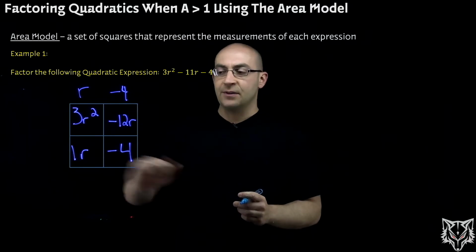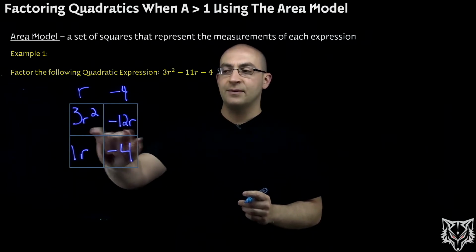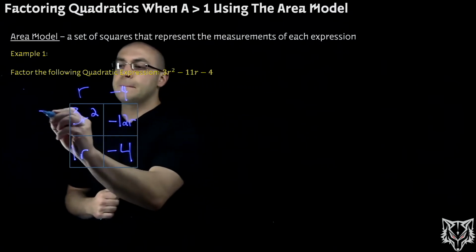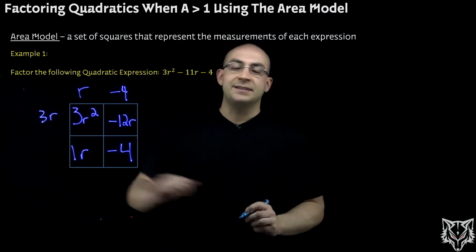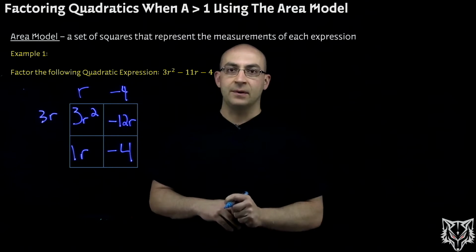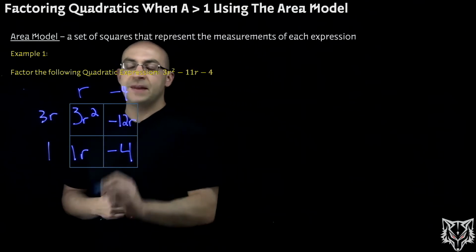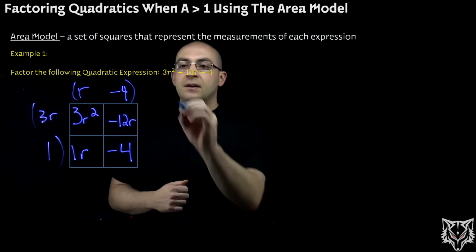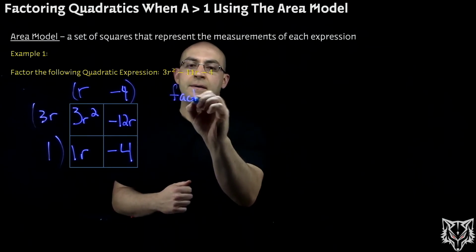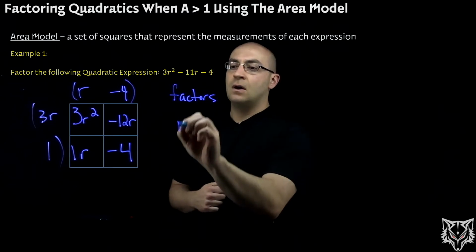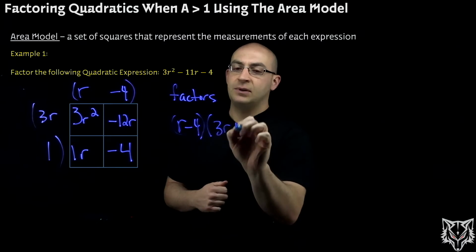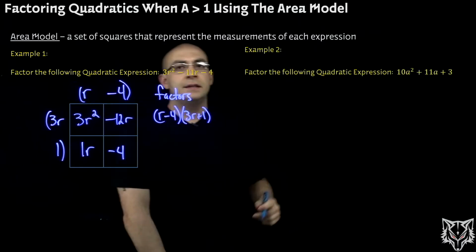Now we'll do the other side. What's the common factor between 3r squared and negative 12r? That's going to be 3r. And what is the common factor between 1r and negative 4? And 1 is the only thing I can pull out of there. And I have got my factors. Just like in the previous video, my factors are r minus 4 and 3r plus 1. Final answer.